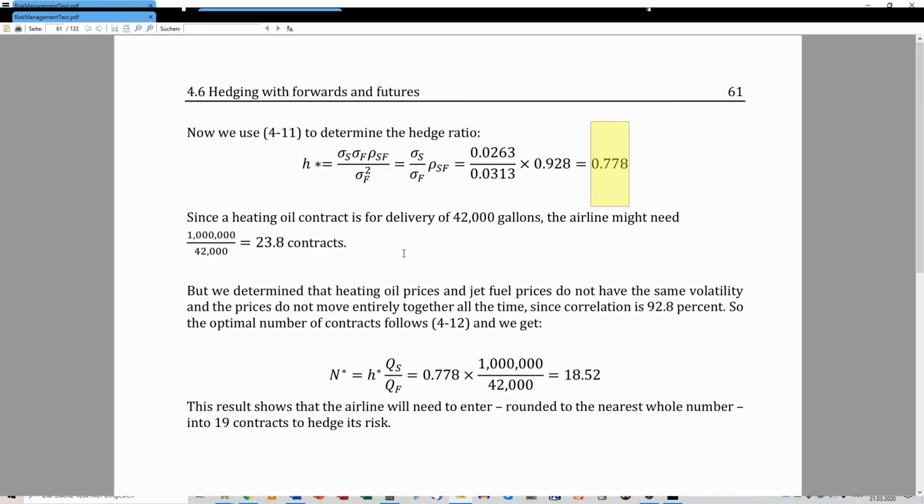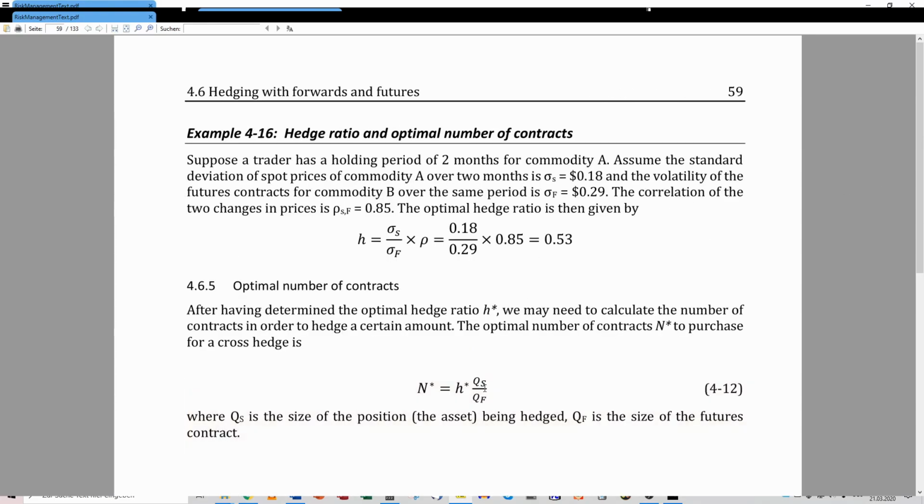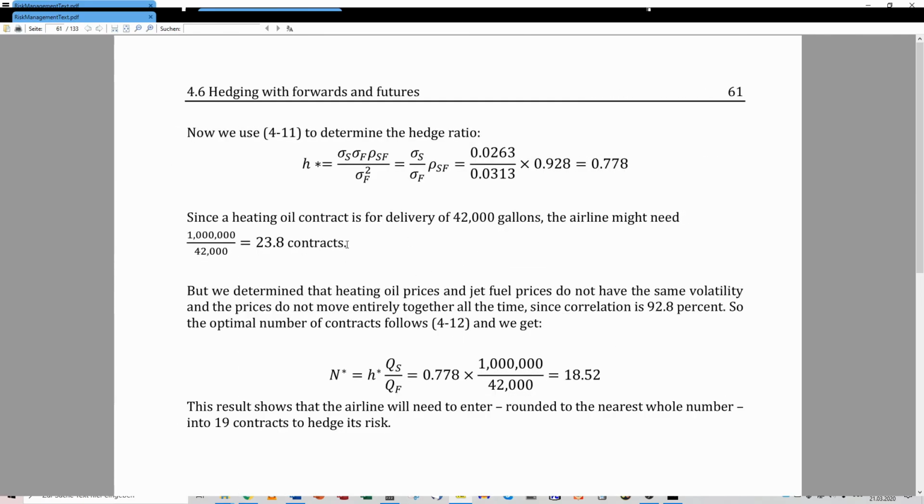But a heating oil contract is delivery of 42,000 gallons. So how many contracts would we need? We would need 1 million divided by 42,000, and that would be 23.8 contracts. This is actually the formula that we had before, here, this one. QS is the size of the position of the asset being hedged, and QF is the size of the futures contract. And that is what we did here: 1 million is the number of gallons that are needed, and 42,000 is the size of one contract.